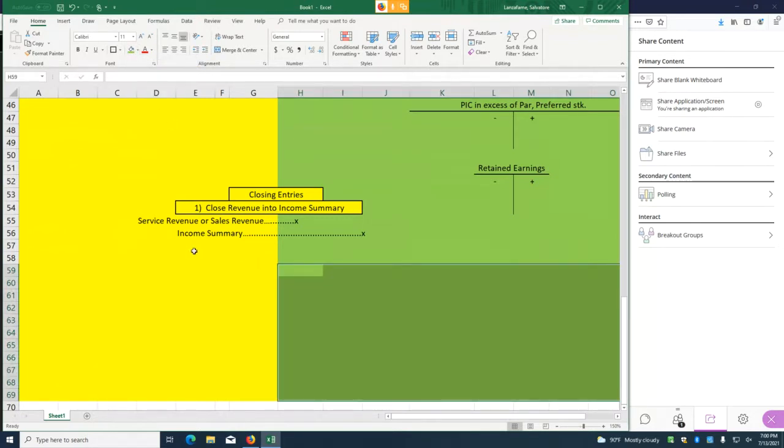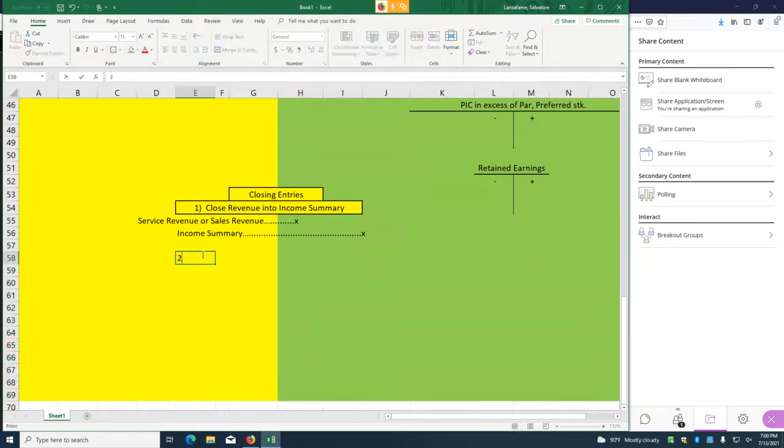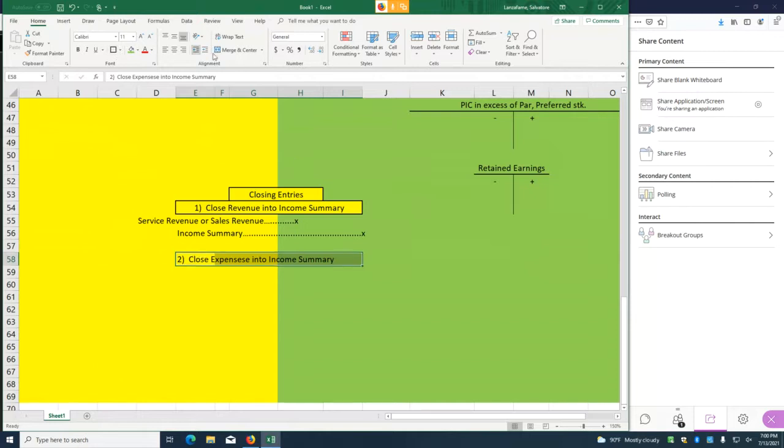The second closing entry, I'm also going to be straddling. Second closing entry is to close expenses into income summary. Except that's not how you spell expenses. It looks like the French version. Expense.